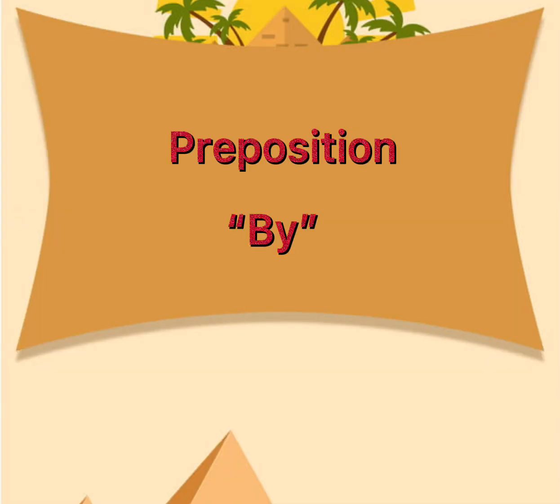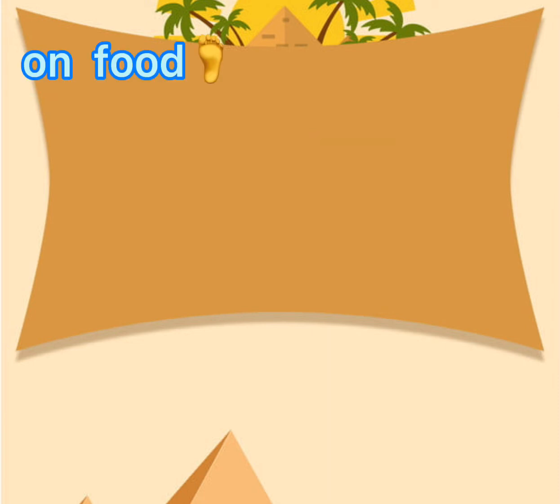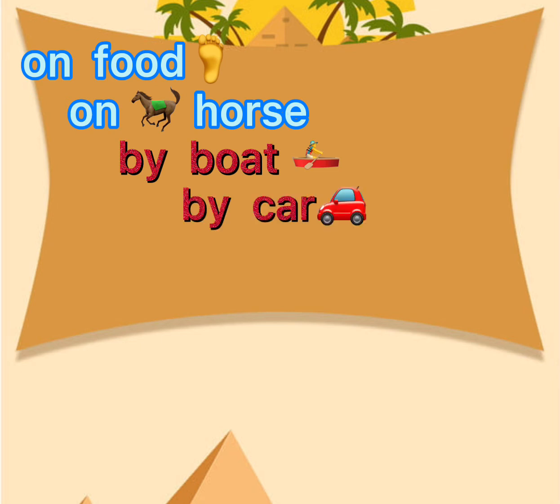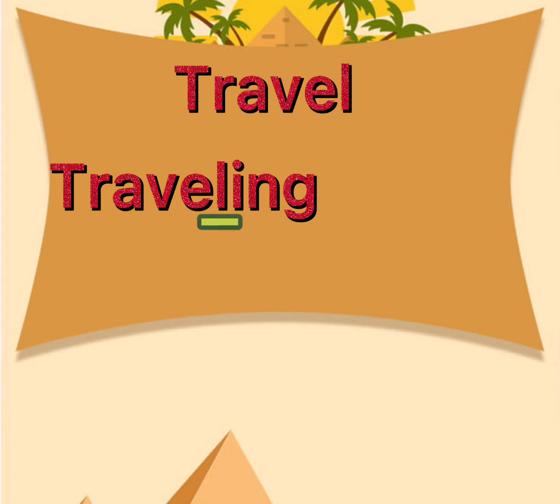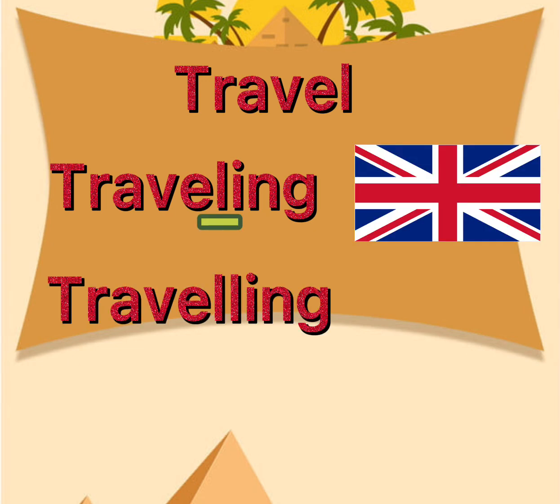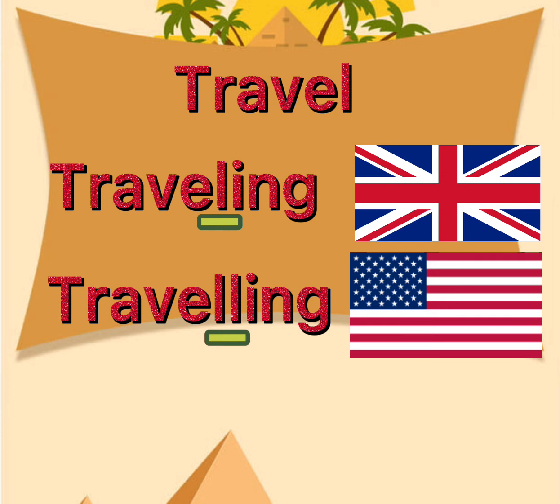Children, do you know that we use the preposition by with vehicles? For example, you use on foot, on horse. Foot and horse are not transport. We use by with transports. For example, by boat, by car, by train, by plane, by bicycle. And the word travel has one L in British English and a double L in American English. Please remember.